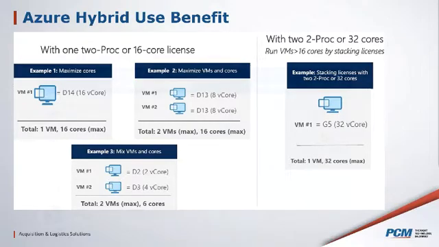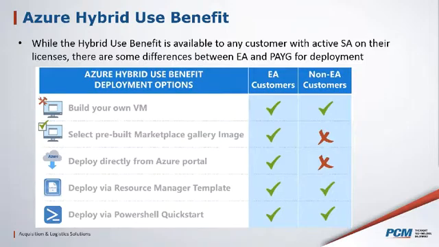The hybrid use benefit is available to any customer, so it doesn't matter whether you have an enterprise agreement, an MPSA, an open agreement, with active software assurance on your license. However, there are some differences between an enterprise agreement or SCE and pay-as-you-go credit card in terms of what deployment options you have. Basically, with an EA or an SCE, you have access to pre-built gallery images that will enable this hybrid use benefit. If you do not have an EA or an SCE, you have to deploy via PowerShell, via the Resource Manager template, or build your own VM on-premise and send it to the cloud in order to enable this hybrid use benefit.